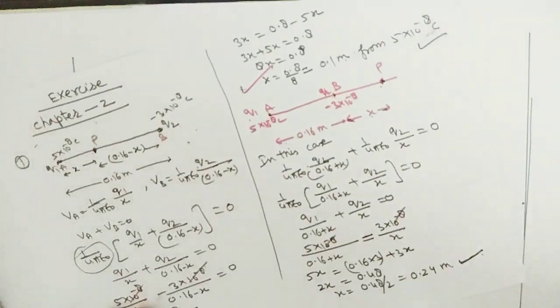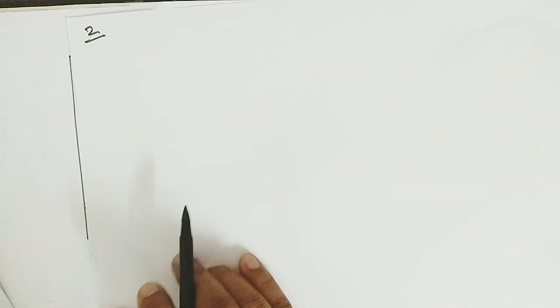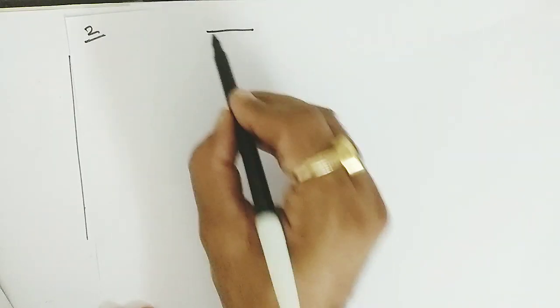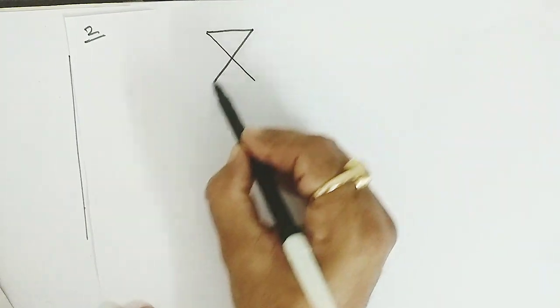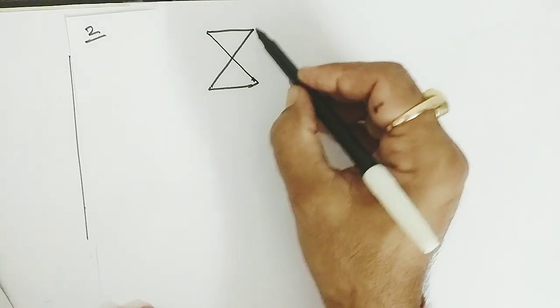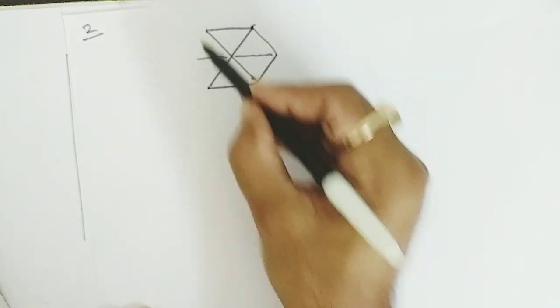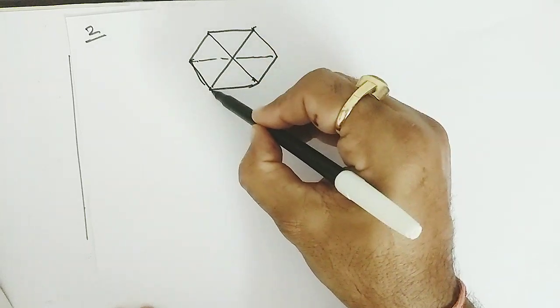Now come to question number 2 of the same exercise. I am taking the second question. I read question number 2. A regular hexagon of side 10 centimeter has a charge. Make the hexagon like this. Okay, hexagon I am making like this.